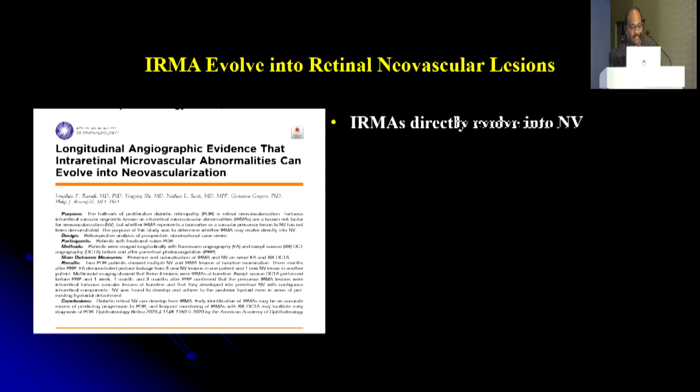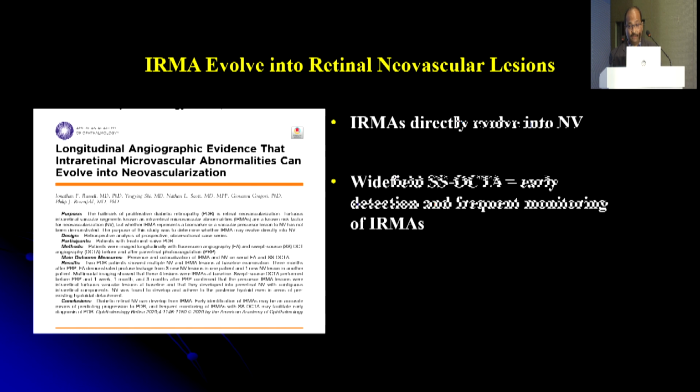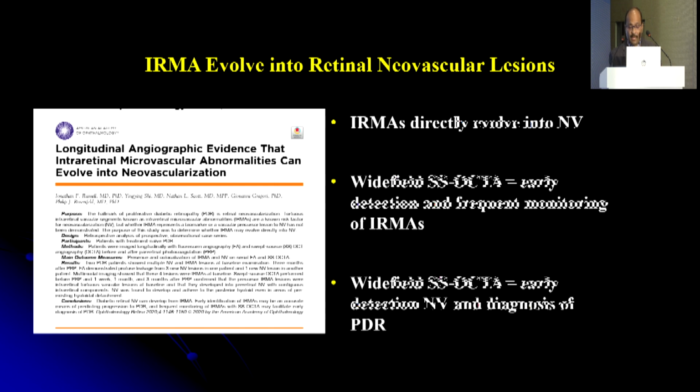And so Russell et al. showed that IRMAs can directly evolve into neovascularization. This evidence was first given by swept source OCTA, and it mandates early detection and frequent monitoring of the IRMAs, as well as early detection of neovascularization and diagnosis of PDR.